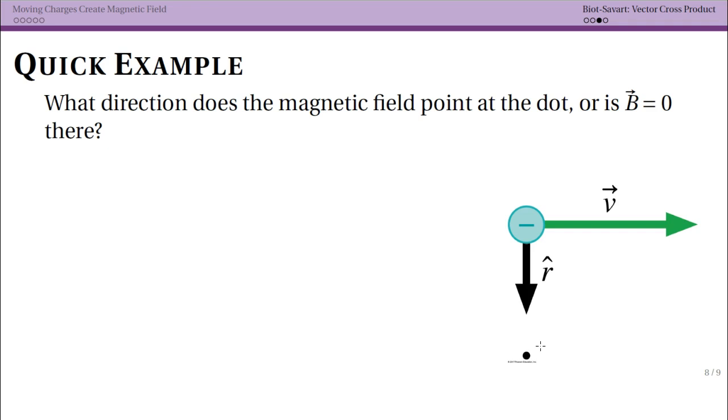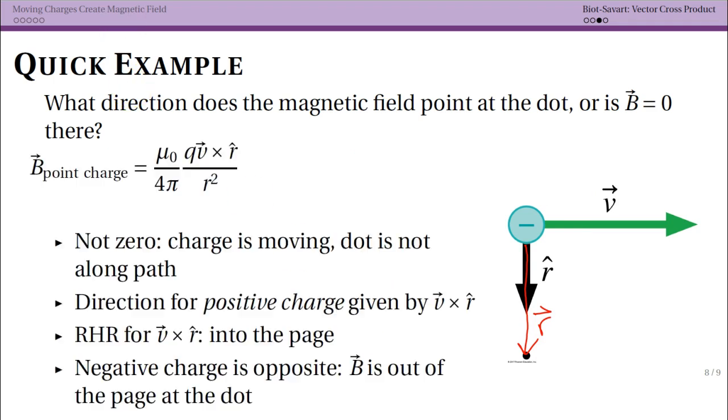So this could be a multiple choice problem where I say up, down, left, right, into the page, out of the page, but you also want to make sure that you rule out magnetic field just being zero at that point. So note that your velocity vector has already been given and your r hat vector has been given, and that's just showing you that your r vector is this way. So what do we do to actually think through this and figure out the answer?